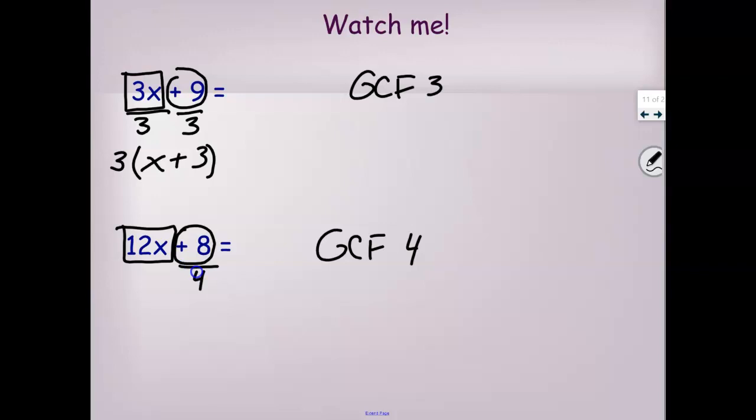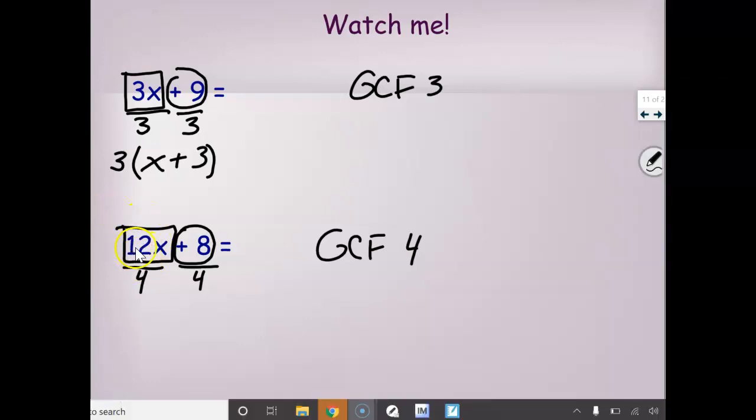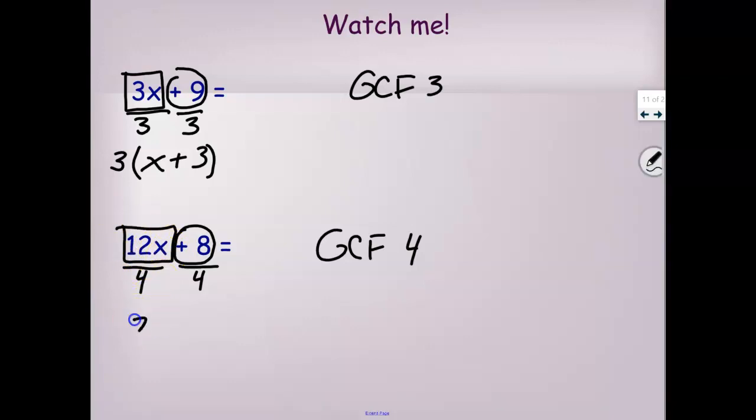Step 3, I'm going to divide by 4 on both sides. All right, so 12x divided by 4 would give me 3x, and 8 divided by 4 would give me 2. And then step 4, slap some parentheses, take that GCF, put it on the outside, and there you go.